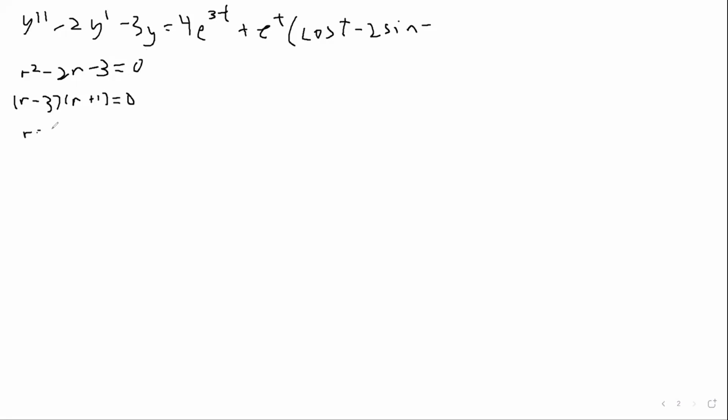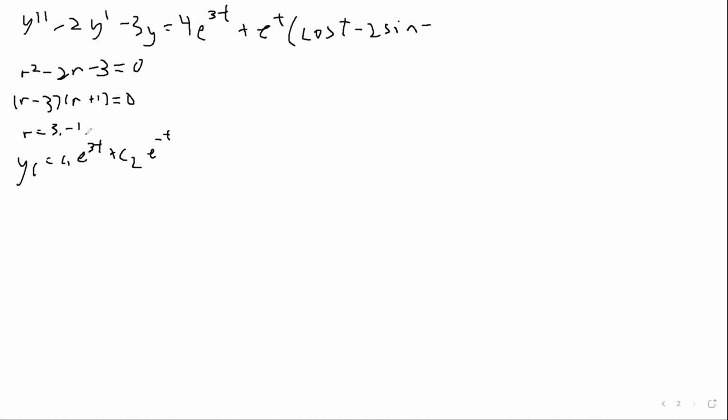Anyway, that means that r equals 3 and negative 1, and we therefore have the solutions yc equals c1 e to the 3t plus c2 e to the negative t. Yay, hurrah, one step done.